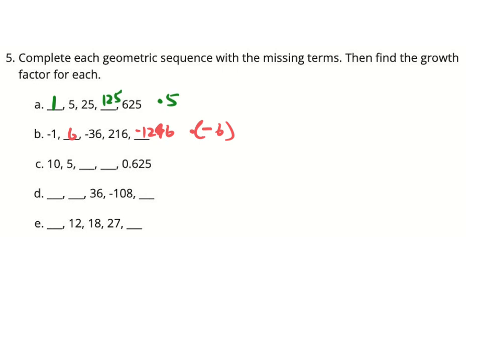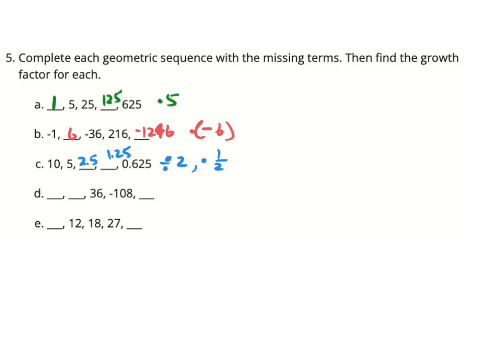10 divided by 2 is 5. Divided by 2 is 2.5. Divided by 2 is 1.25. Divided by 2. So it's divide by 2 or multiply by 1/2. I want you guys to get used to seeing division and multiplication as the same thing.